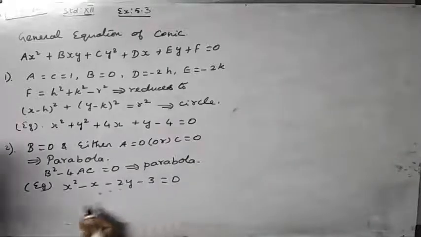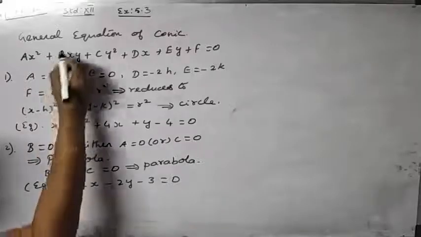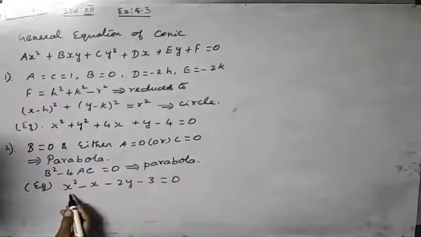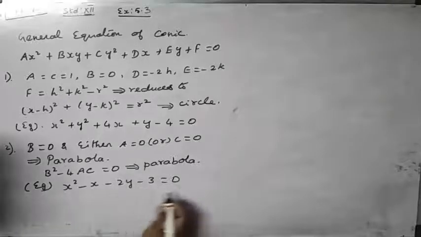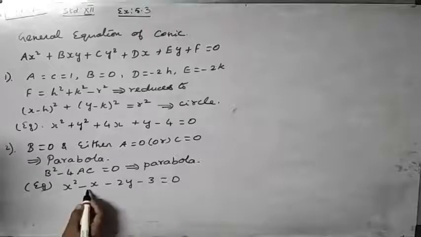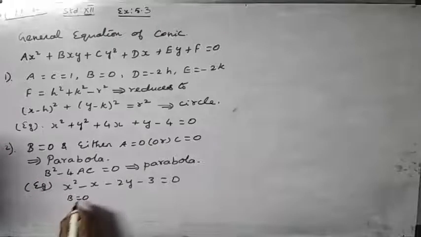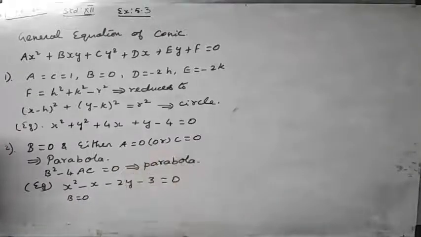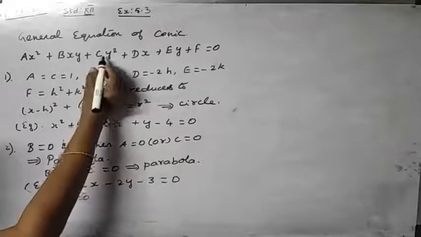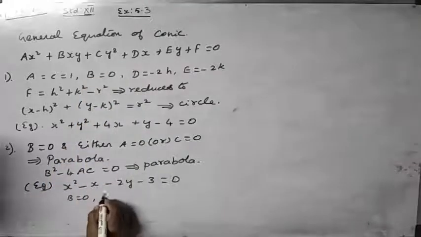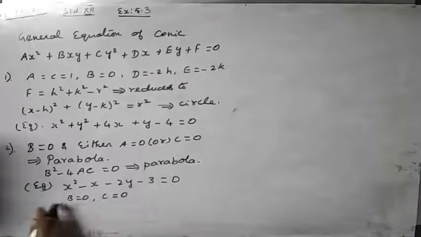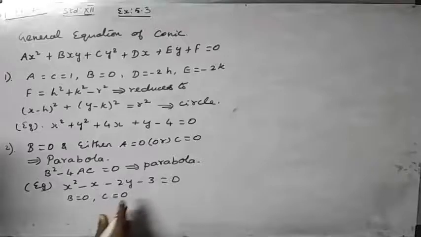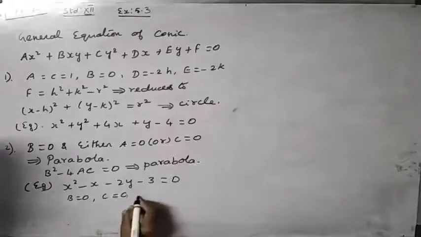Now look at this example. Compare it with the second degree equation: ax square minus bx minus ey minus f equal to 0. So is there a term b, is there an xy term? No. So b equal to 0. Either a equal to 0 or c equal to 0. c is the y square term. This y square term is not here, and I can say c is equal to 0, but a is not equal to 0. Now seeing this, I can say that it is a parabola.